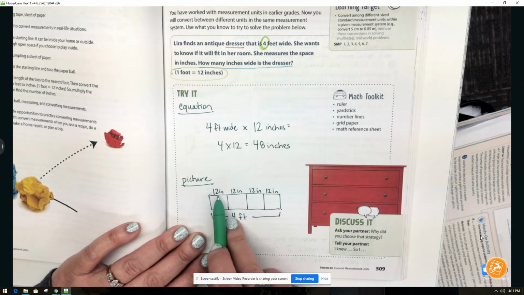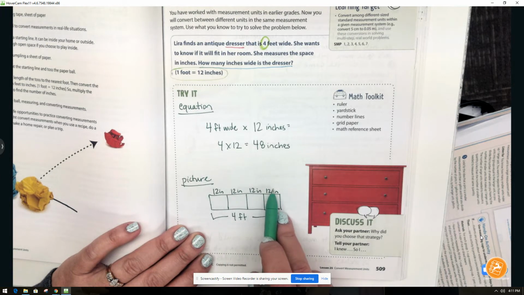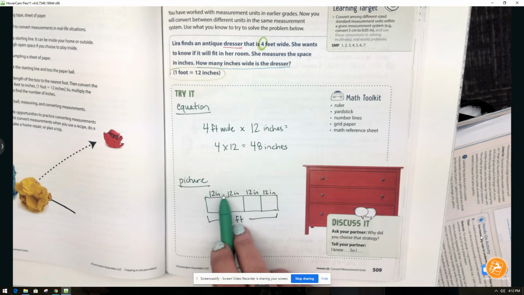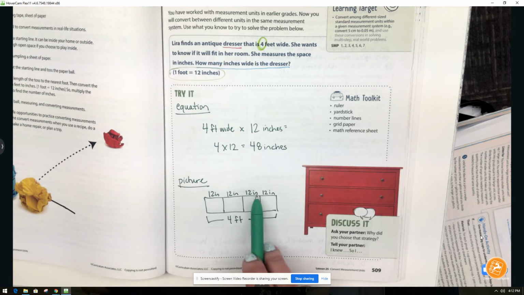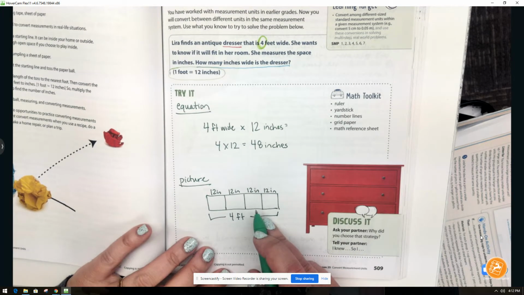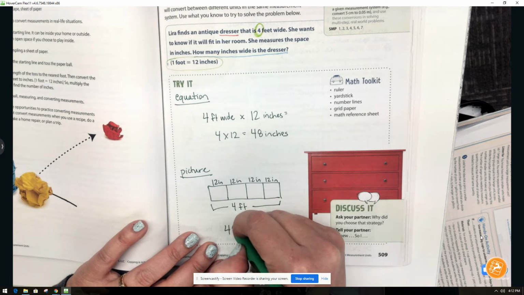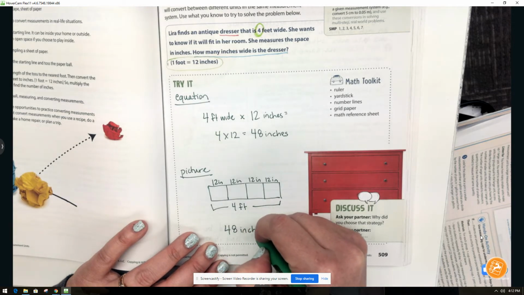So then all we would need to do is figure out how many we have in all. So we could go 12 plus 12 plus 12 plus 12, or we could do 4 times 12, because we can see here that we have 4 and 12. Regardless, we're still going to get 48 inches.